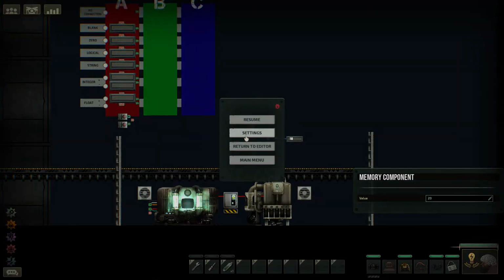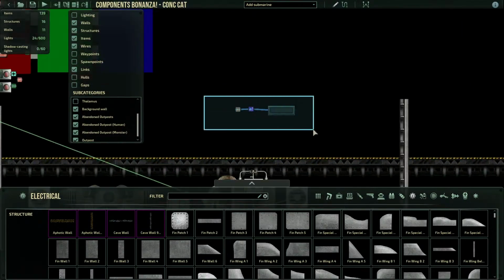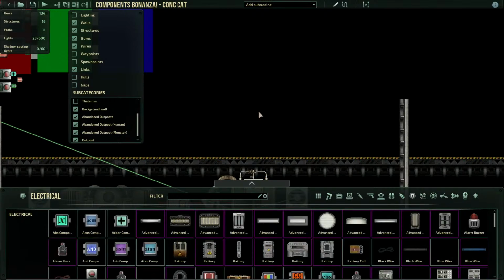You could put a multiplier block in here and start multiplying manually if you want to get any higher than that. But the point is that that's factorial. So, moving on.